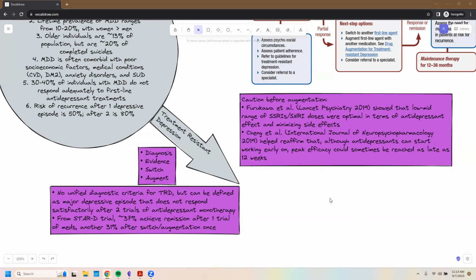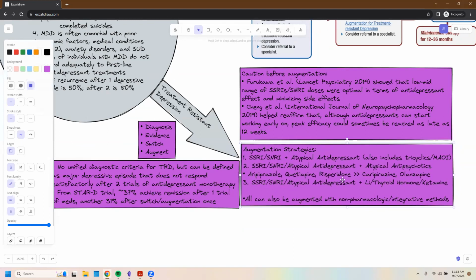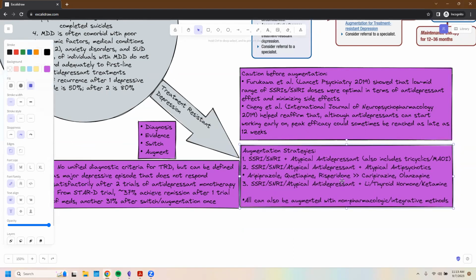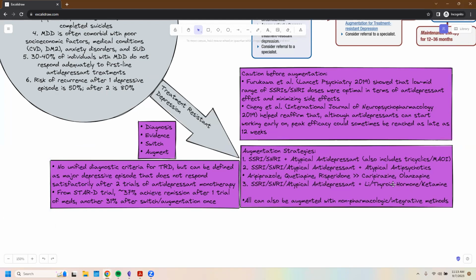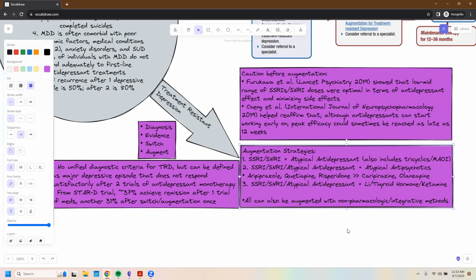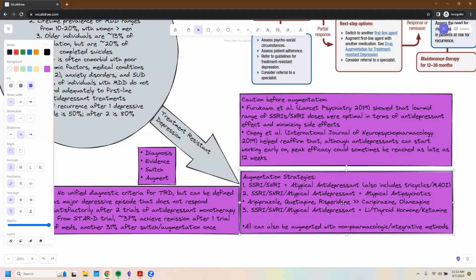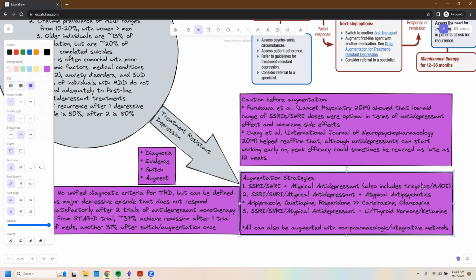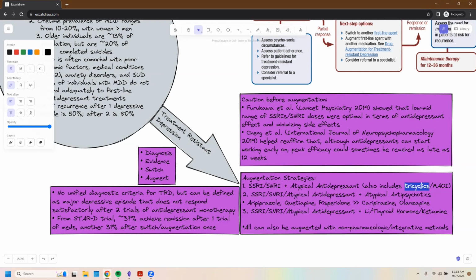So augmentation strategies. I think it can sound very daunting, but it can all be summed up here. With augmentation strategies, you either have your SSRI or SNRI, and then you add your atypical antidepressants. That includes your bupropion, your mirtazapine, and also tricyclics and MAOIs. A patient might be taking a tricyclic for some other reason as well, such as chronic migraine prevention or fibromyalgia, so you're kind of hitting two birds with one stone.